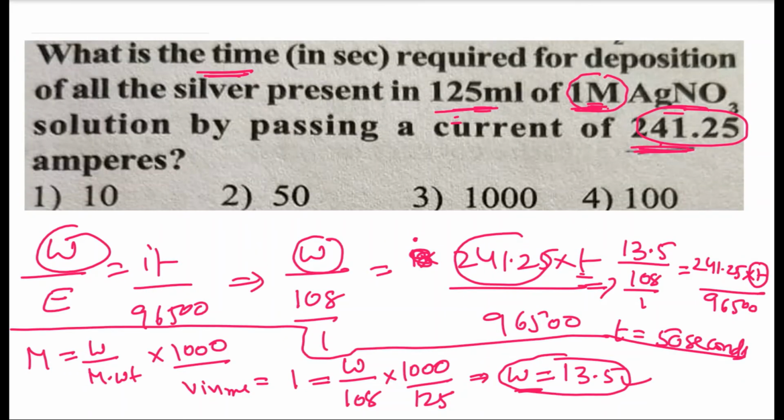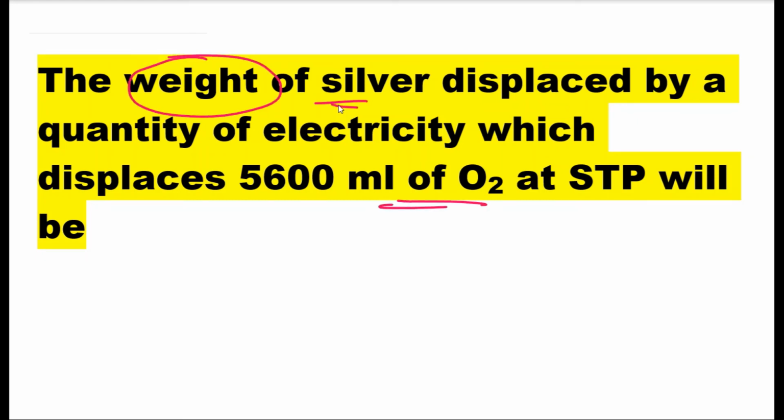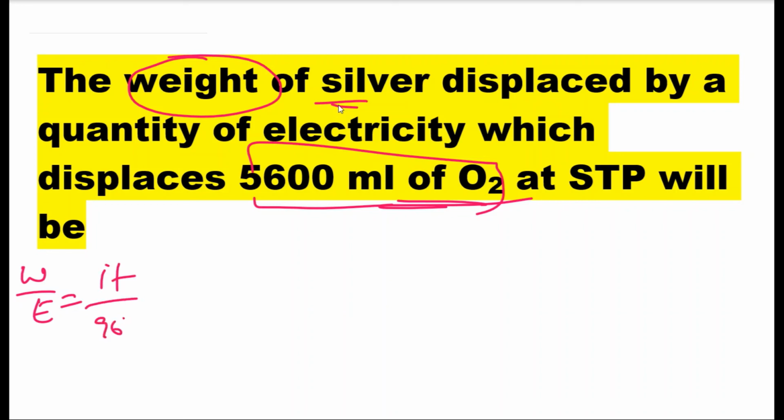Okay, then the next problem. This is the last problem in this session, and this is one of the AIIMS questions. What you have to calculate here is the weight of silver, and they have given the volume of O2. Which combination? I already told you. W by E is equal to IT by 96,500 is equal to Q by 96,500 is equal to volume of H2 by 11.2 liters and volume of O2 by 5.6 liters.